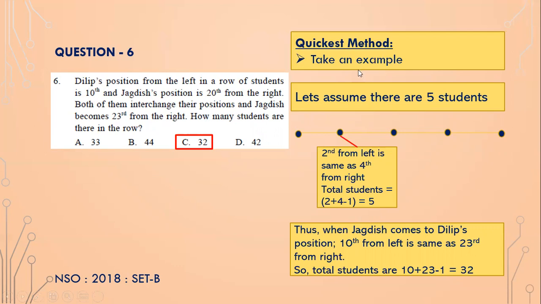So we take an example. Let's assume there are 5 students: 1, 2, 3, 4, 5. So second from the left is as good as fourth from the right, isn't it? And how many students? 5. So what is the formula? 2 plus 4 is 6, minus 1 is 5. So this is the number of students. Similarly, 10th from left and 23rd from right: how many students? It is 10 plus 23 minus 1, which is 32.